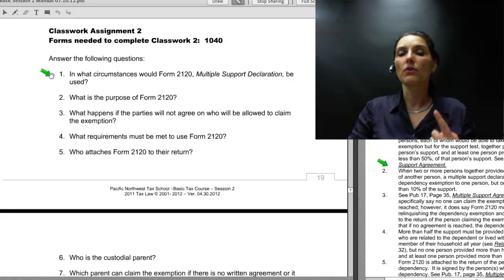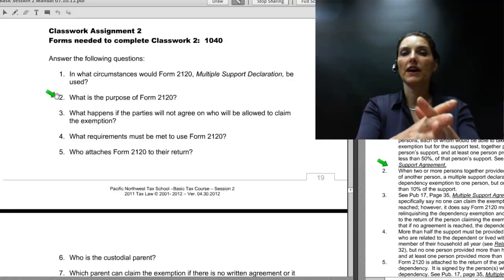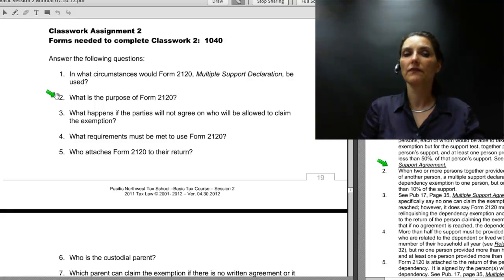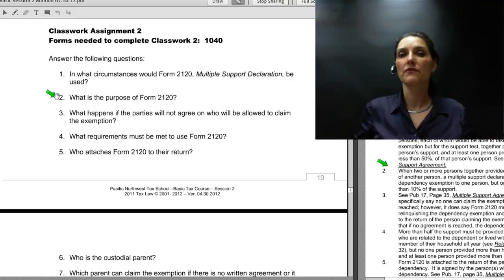Number two, what is the purpose of the form? The purpose of the form is to release the exemption. Two or more people who provided over half the support combined will agree between them that one will claim the exemption, and the people who are giving up the exemption sign the form, and the other person who is actually claiming the exemption will keep the form with their records. Question number three, what happens if the parties cannot agree? Then who will be allowed the exemption? And the answer is nobody, so you may as well agree.